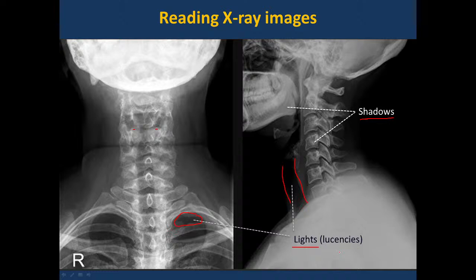X-ray examination is usually taken in two-dimensional images, for example, here this is a front projection and a lateral projection. Here is the front projection, and this is the lateral.